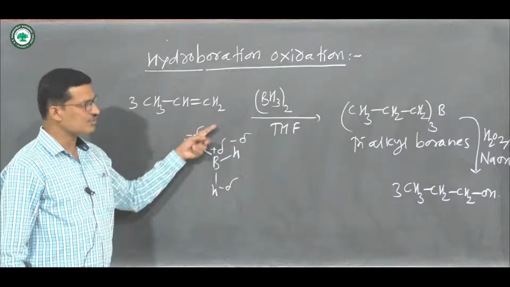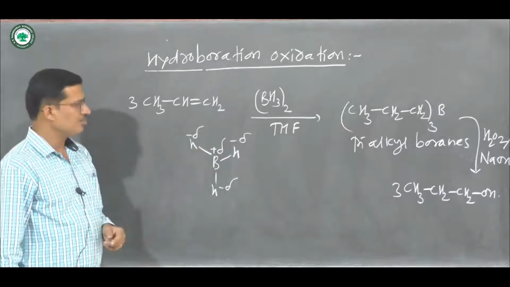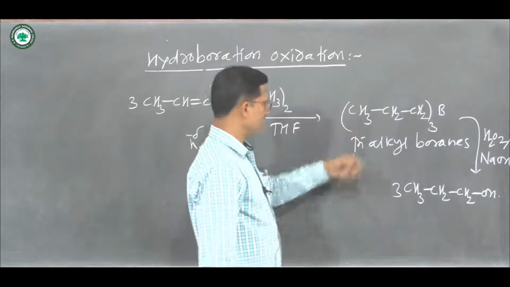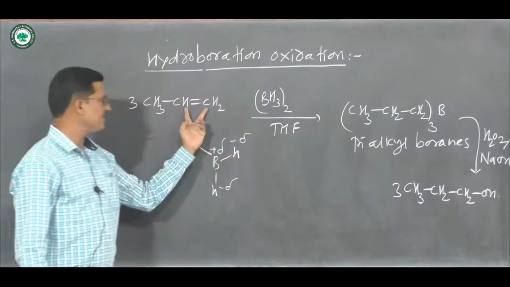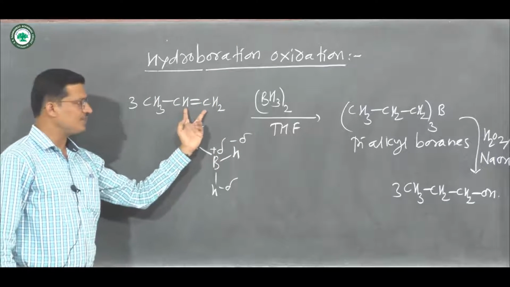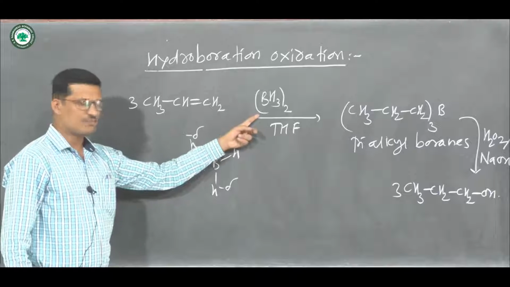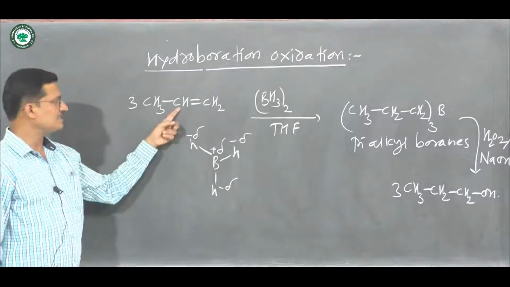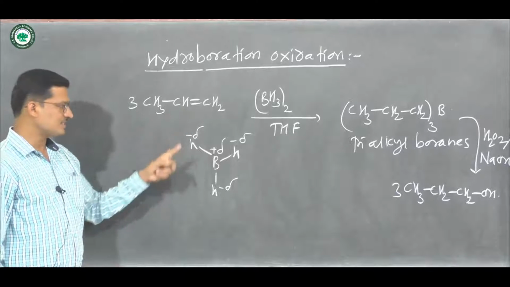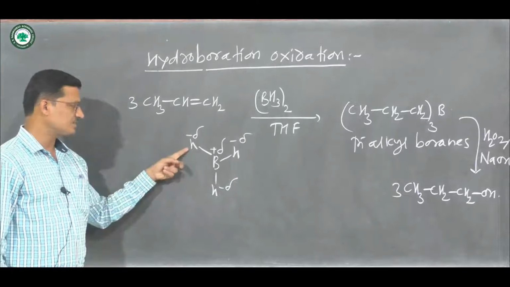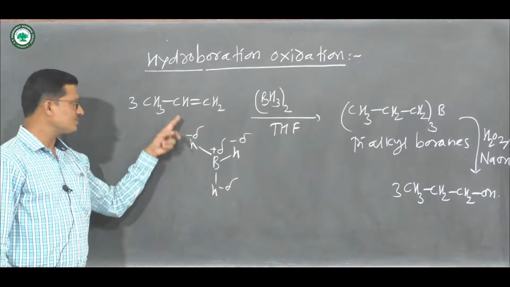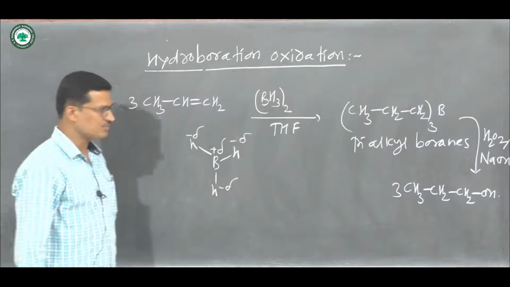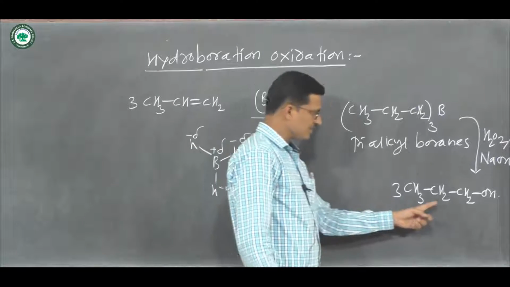So this addition is also according to the Markovnikov addition, because when we think about these olefinic carbons, according to the Markovnikov addition, the negative part of the reagent is attached to the carbon which carries the less number of hydrogen atoms. So the negative part of the reagent, that is the hydrogen, goes to here and boron goes to here. So this is the major product. That's why we get here the less substituted alcohol.